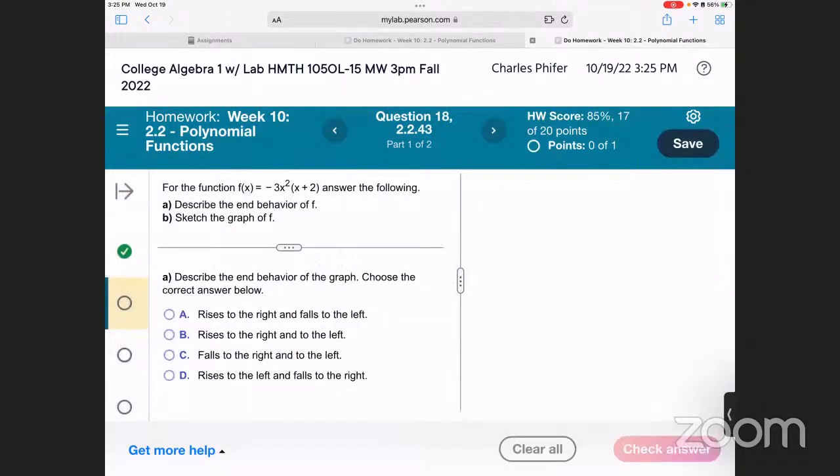Okay. For this function, the end behavior, right? You might be tempted to say that the leading term is 3x squared, but you've got to expand this guy. So the leading term is really negative 3x cubed. Because the leading coefficient is negative, it should fall to the right. Because it's really x cubed, the other side does the opposite. So it should rise to the left and fall to the right. The only one that does that is D.